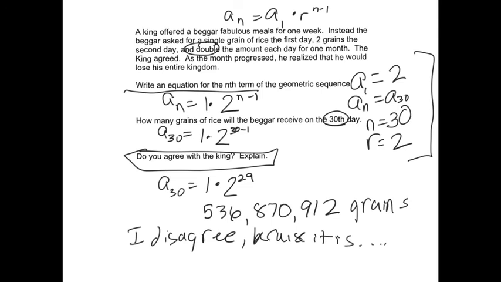I would say at first when I did it, I said, oh my gosh, he's right. He'll lose his kingdom. Because, oh my gosh, the numbers just keep getting higher and higher. And the other way I looked at it is I disagree because it's only for 1 month and 536 million grains. It sounds like a high number, but I don't think it really would be too bad. He'd take a hit for sure, kind of like our stock market is taking a hit right now. But anyway, as long as you explain it using this information, you're fine.